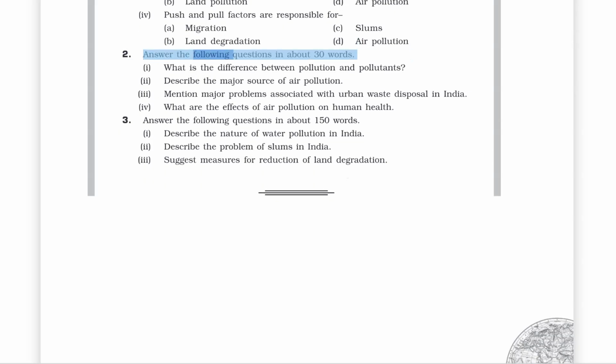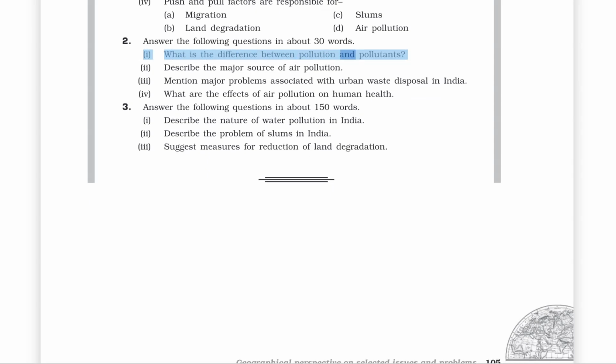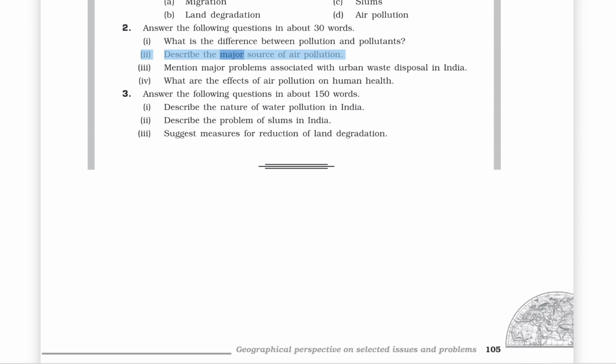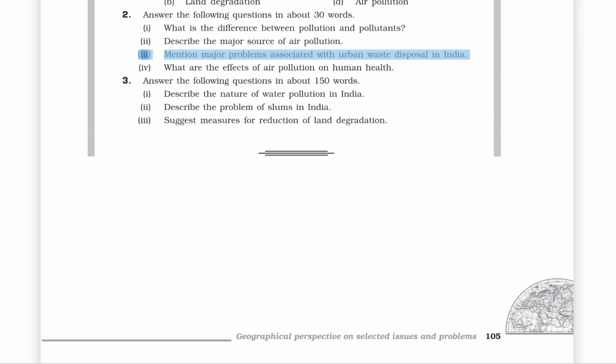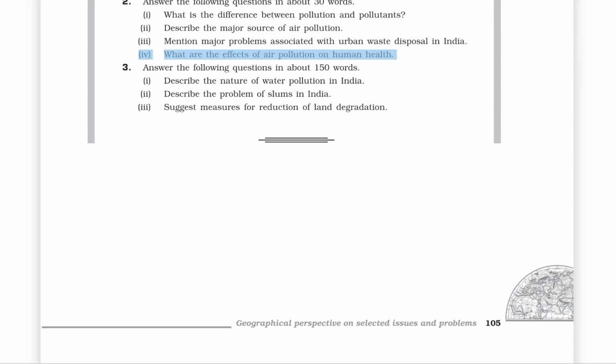2. Answer the following questions in about 30 words. 1. What is the difference between pollution and pollutants? 2. Describe the major source of air pollution. 3. Mention major problems associated with urban waste disposal in India. 4. What are the effects of air pollution on human health?